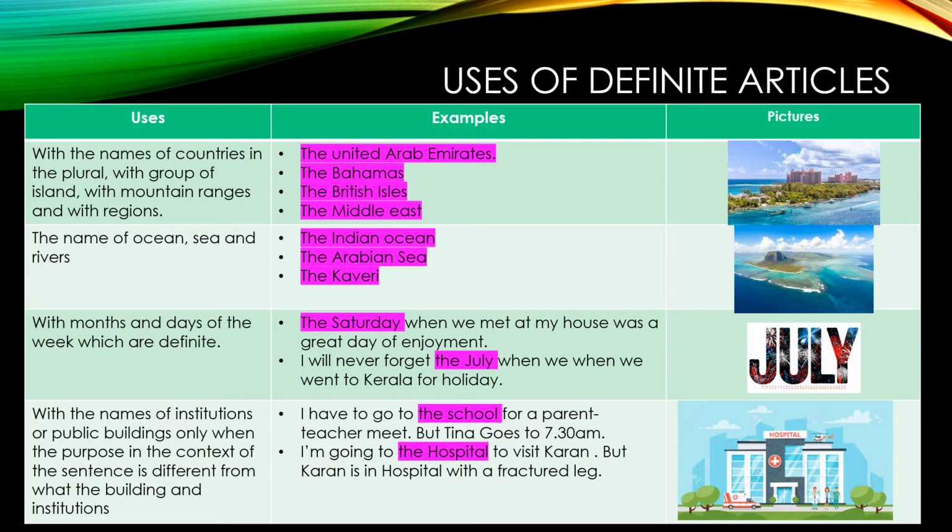We use definite articles with the name of an institution or public building only when the purpose in the context of the sentence is different from what the building or institution is generally for. For example, I have to go to the school for a parent-teachers meet, but Tina goes to school at 7:30 a.m. So here the school becomes something specific because the parent has to go to school for a parent-teachers meet.